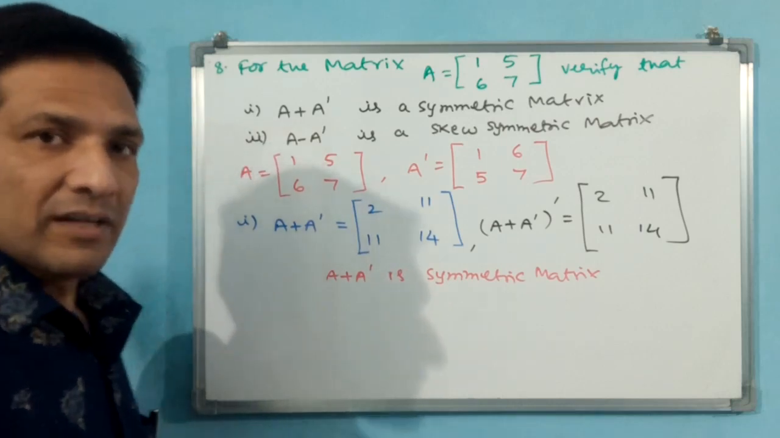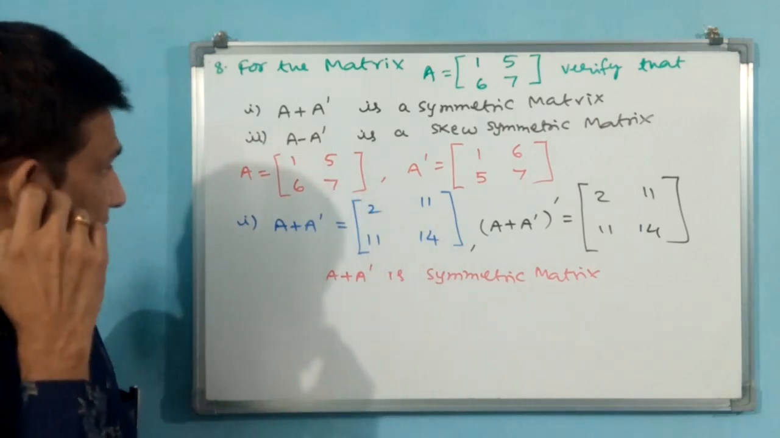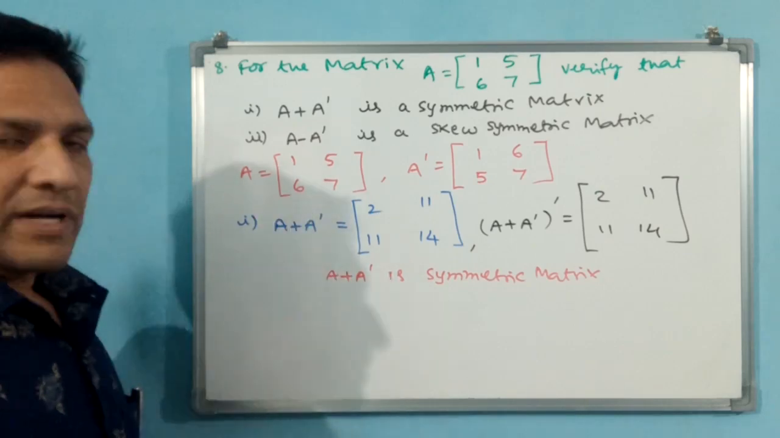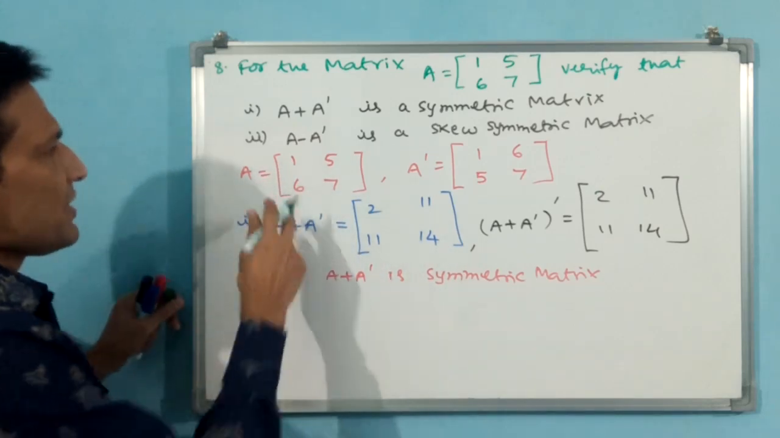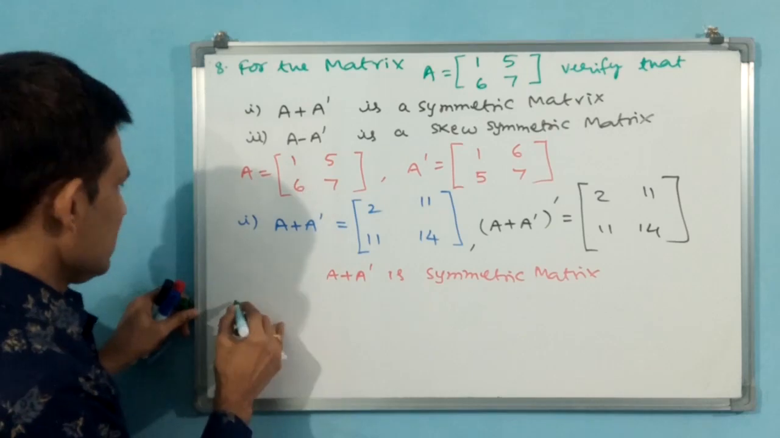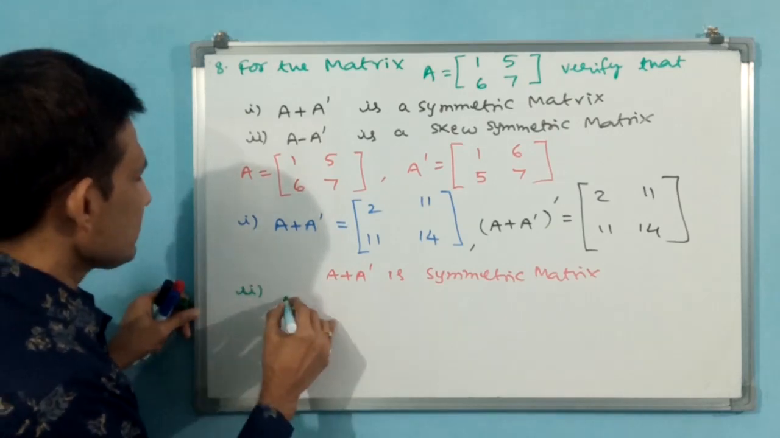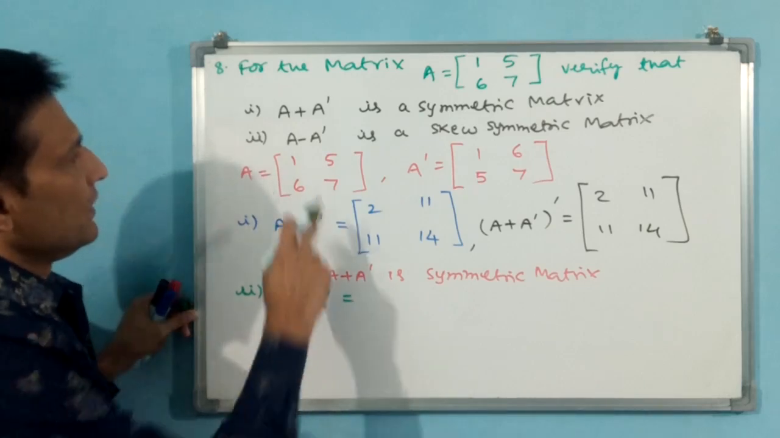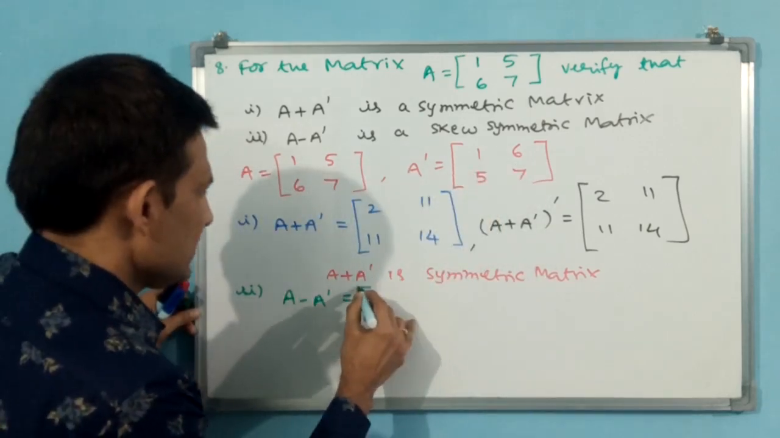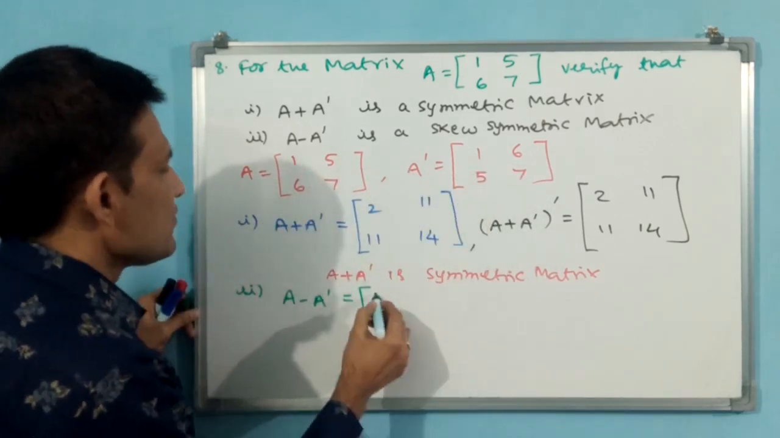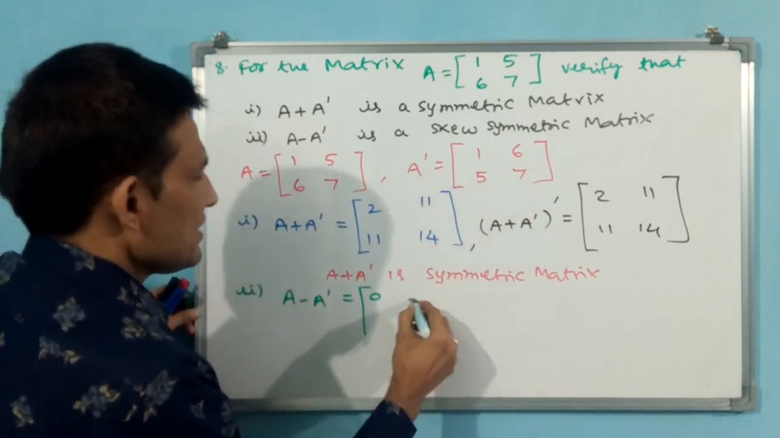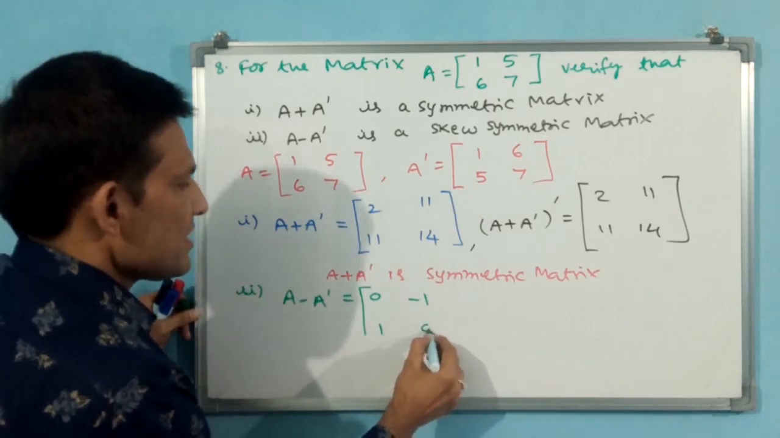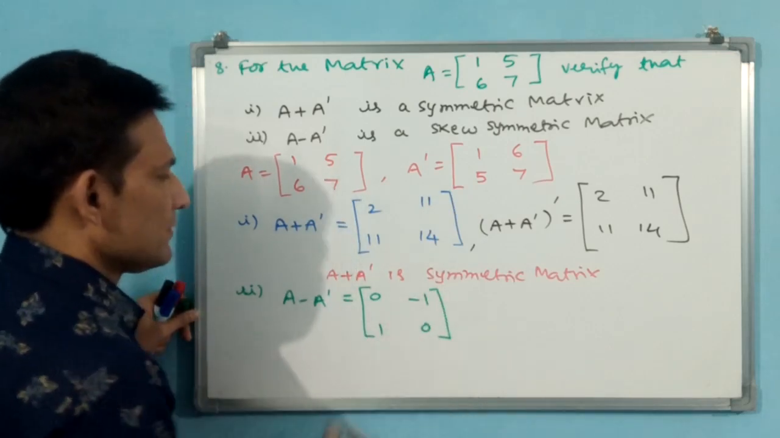Is it okay? Definitely okay. Let us do the second part also. A minus A transpose. Why? Because A and A transpose both are here. Write down. A minus A transpose is equal to A minus A transpose. Write down: 1 minus 1 is 0, 5 minus 6 is minus 1, 6 minus 5 is 1, 7 minus 7 is 0.